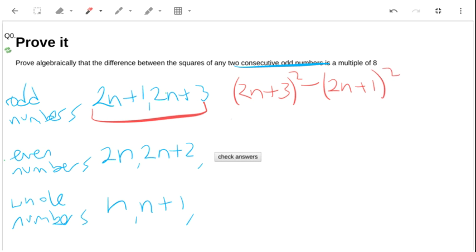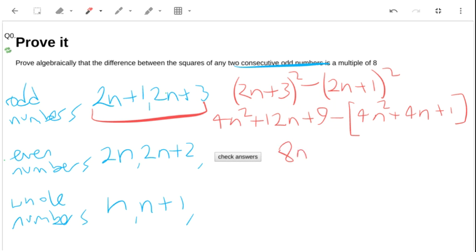So that's going to give me 4n squared plus 12n plus 9 minus, put it in a big bracket here, keep the minus outside, that's 4n squared plus 4n plus 1. Now I get 4n squared minus 4n squared, which cancels. The 12n minus the 4n gives me 8n, and the 9 minus the 1 gives me 8.